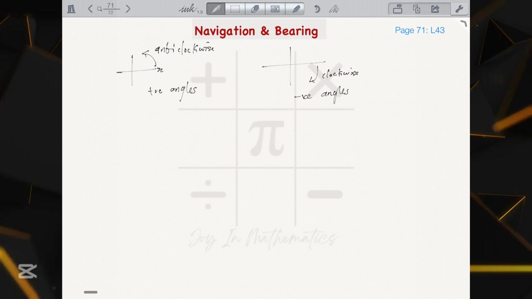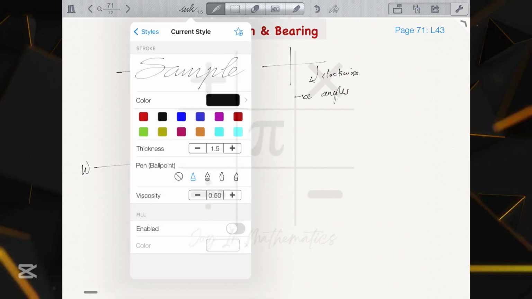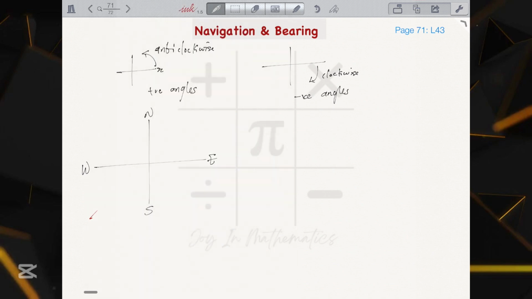Now I want to deal with navigation and bearing. In navigation, we have 4 cardinal points. We have the north, the south, the east, and likewise the west. At the midpoint of each, we have the northeast, the southwest, and similarly the southeast and also the northwest.